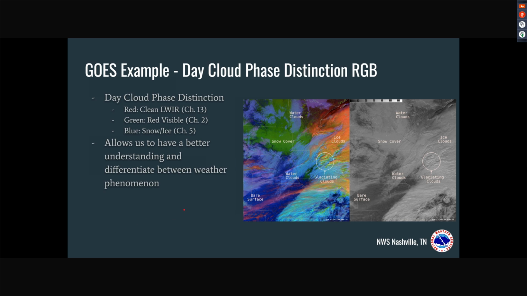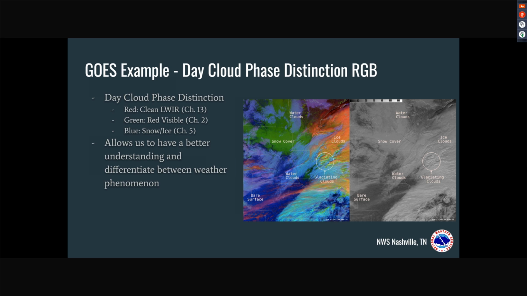So one example is the day cloud phase distinction. Here on the right, we have an image of our visible band. It's just gray. You see a lot of white. So there's a lot going on. You don't know, since it's not animated in this picture, if it's cloud, snow cover, really what's going on in this picture. But if we add the day cloud phase distinction, here we utilize the clean long wave infrared. As I mentioned earlier, that gives us some information about the brightness temperature and how cold the cloud tops are.